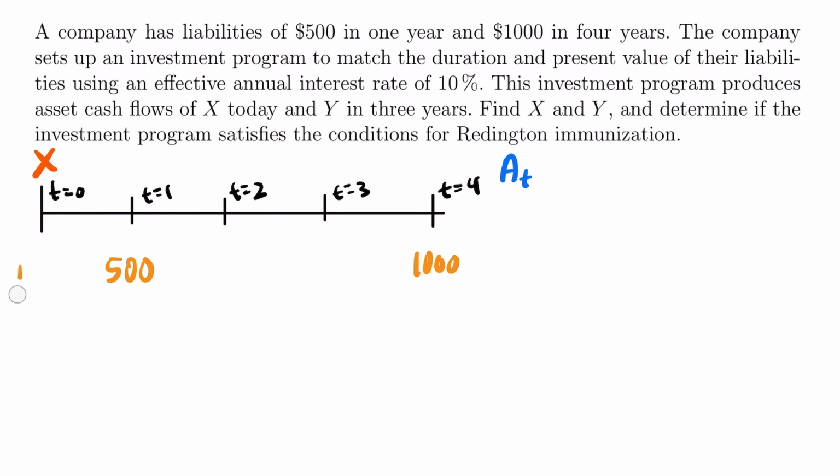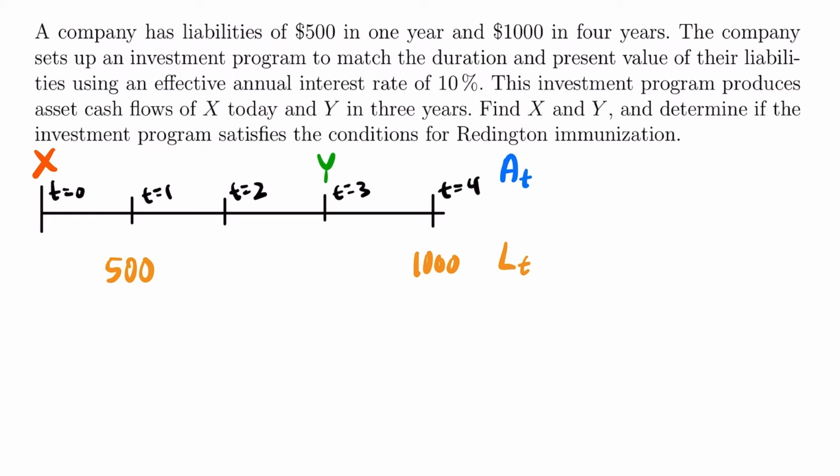All right, now just to be consistent, I'm going to put the liability at time t over here. So the assets are above, the liabilities are below. But then we have another asset of Y in 3 years. So that will be Y at time equals 3. All right, so there is Y at time equals 3.